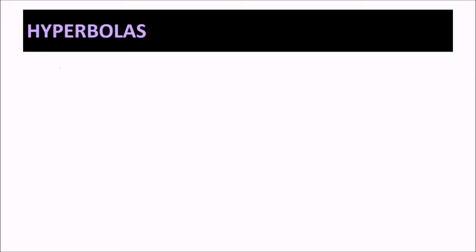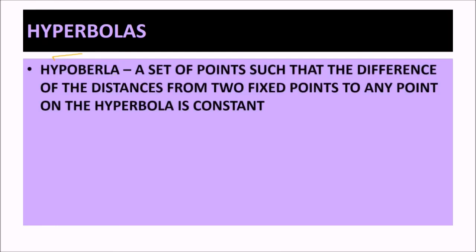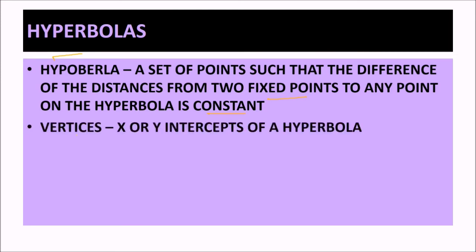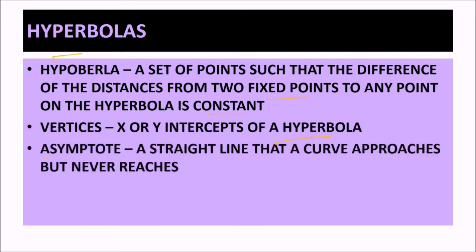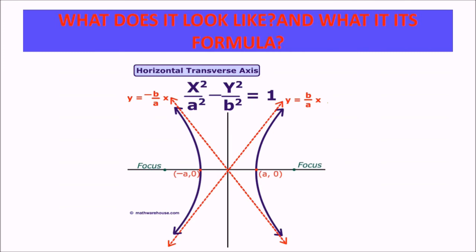Let us come to hyperbolas. A hyperbola is a set of points such that the difference of the distances from two fixed points to any point on the hyperbola is constant. Now this definition is an inversion of, or we can say opposite of, the ellipse. So hyperbola and ellipse have opposite or inverted definitions. Vertices: the x and y intercepts of a hyperbola are its vertices. Asymptote: the straight line that a curve approaches but never reaches. These are asymptotes.